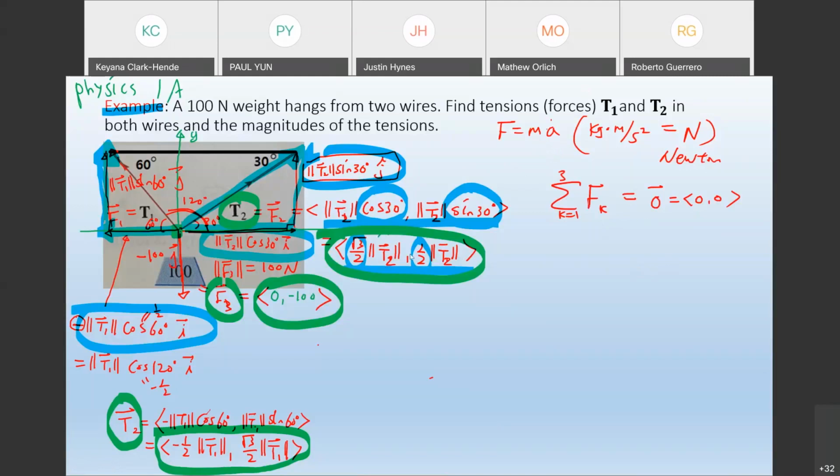Wait, Professor? Isn't that supposed to be T1 instead of T2 in the bottom? Shoot, I screwed up again. Oh yeah, T1. Yeah, thank you so much. You're absolutely right. I'm getting older. You guys need to help me out, okay? I need your support. I need your love, so that we could have a meaningful talk.